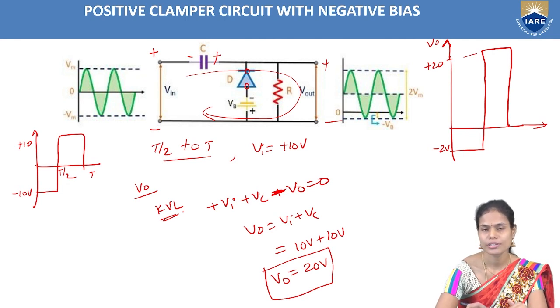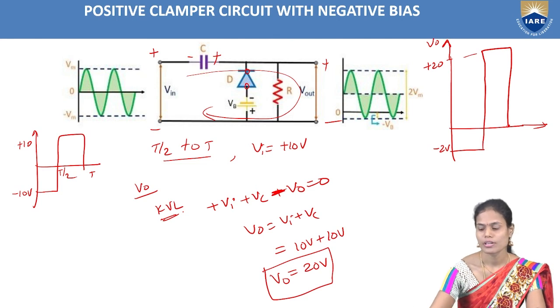So voltage degradation should not occur across the output of the clamper, and the shape of the signal should also not alter in the case of a clamping circuit. Just it should shift the level of the signal, the DC level of the applied input signal. So these are the different types of clamper circuits.